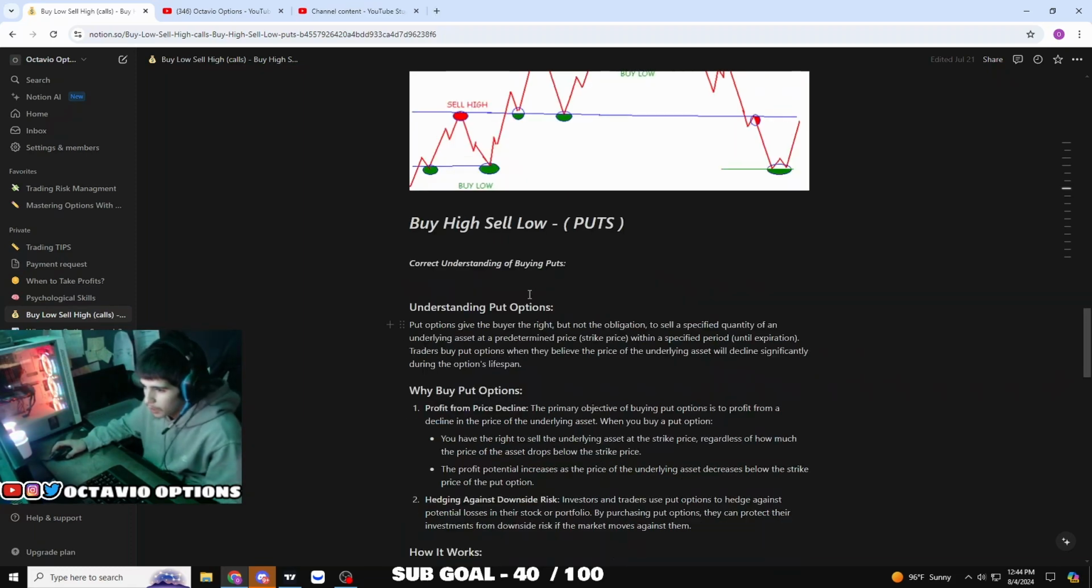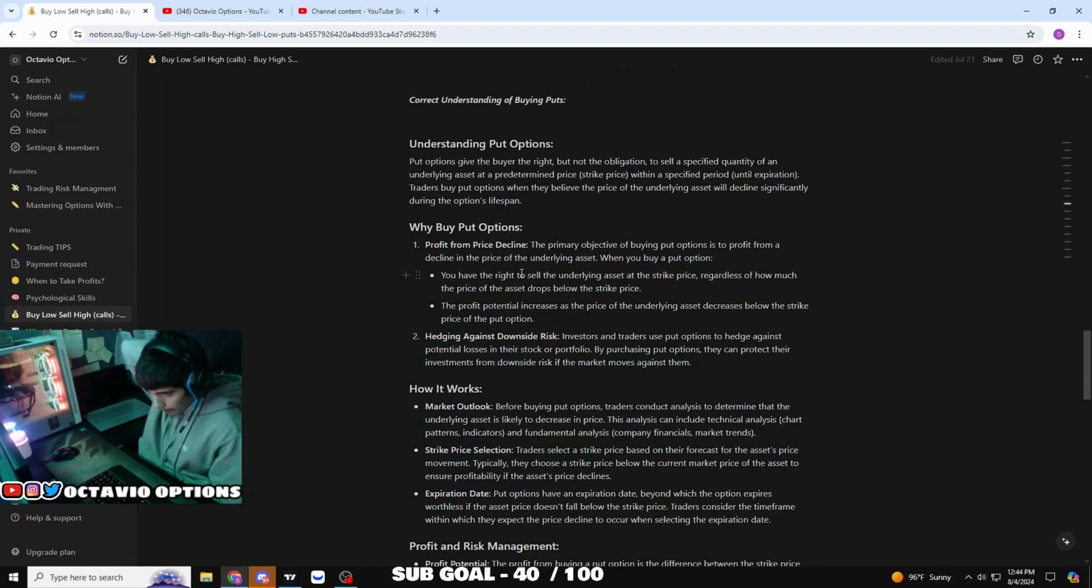Alrighty. Why buy put options? Profits from price declines. The primary objective of buying put options is to profit from a decline in the price of the underlying asset. So that's buying high and selling low. We're buying at the high, thinking that the underlying asset, aka that stock, is going to go down lower. We buy those high strikes. It's puts, guys. We're buying puts, no calls. We're not buying low to sell high. We're buying high to sell low.